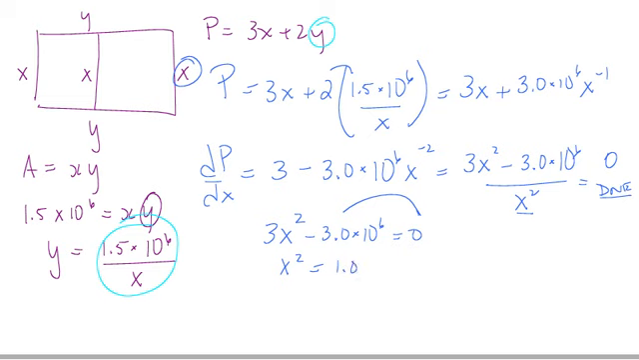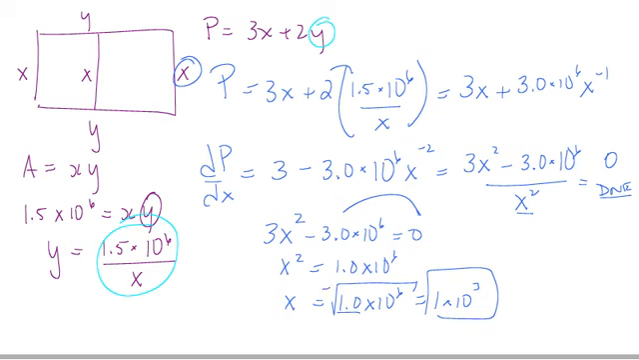which means that x squared equals, moving the 3 over, 3 times 10 to the 6th over, dividing by 3, I get 1.0 times 10 to the 6th, and taking the square root of that, I get x equals the square root of 1.0 times 10 to the 6th, which is 1 times 10 cubed. I don't worry about the plus or minus because the minus sign makes no sense in the context of this question.